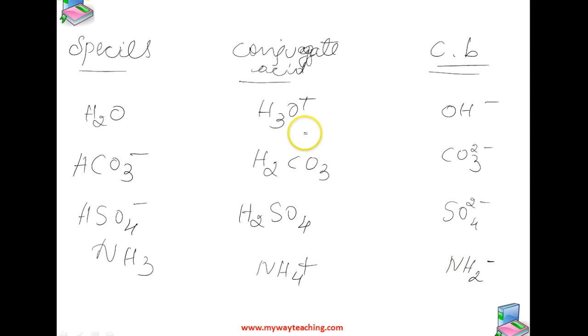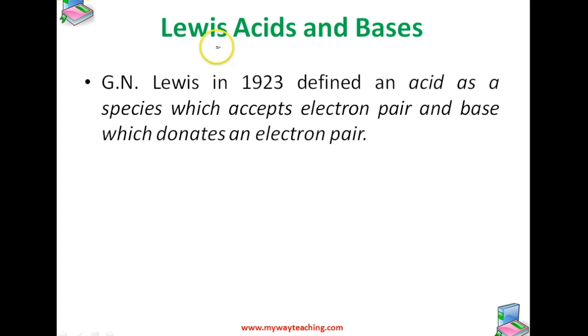Okay, and next, what are Lewis acids and bases? Lewis in 1923 defined an acid as a species which accepts an electron pair and a base as one which donates an electron pair. Here some scientists give different concepts about acids and bases. Lewis explained acid accepts an electron pair and base donates an electron pair. This is about Lewis acids and bases.